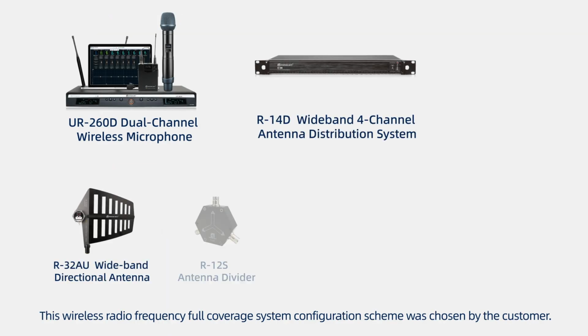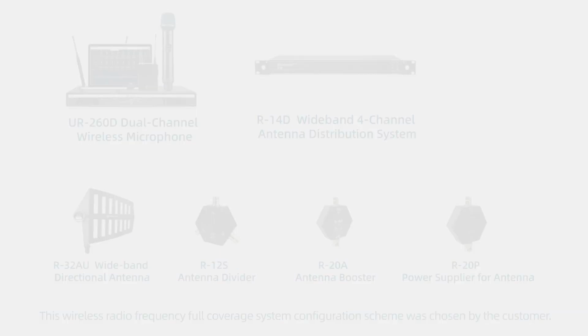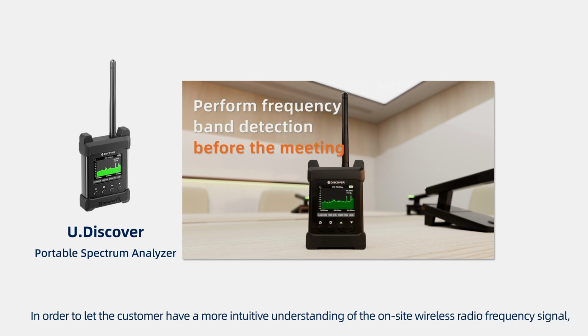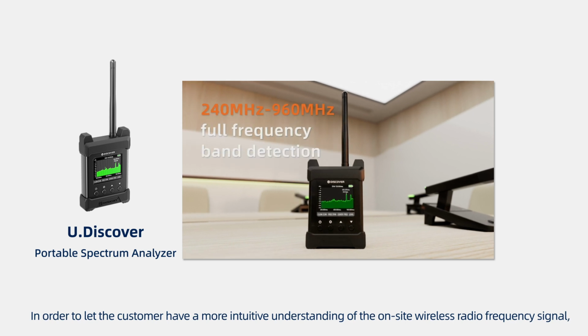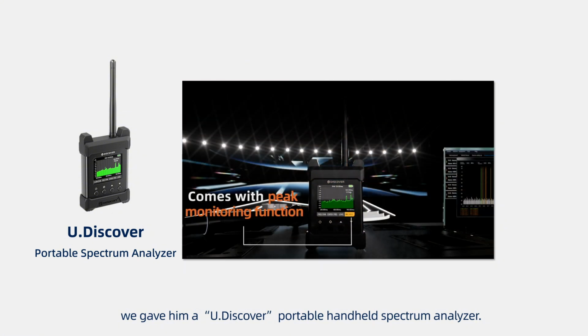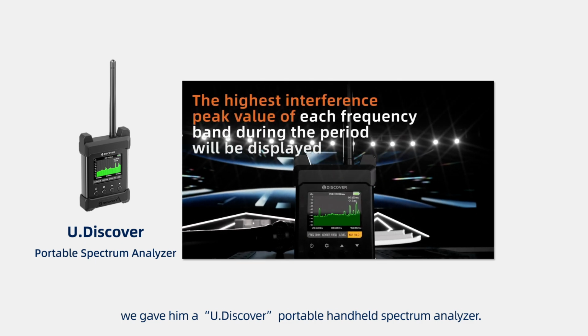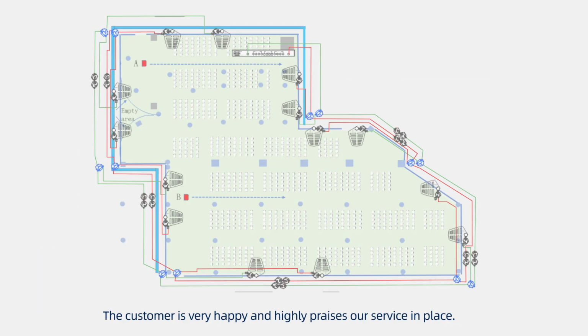This wireless radio frequency full coverage system configuration scheme was chosen by the customer. In order to let the customer have a more intuitive understanding of the on-site wireless radio frequency signal, we gave him a U-Discover portable handheld spectrum analyzer. The customer is very happy and highly praises our service in place.